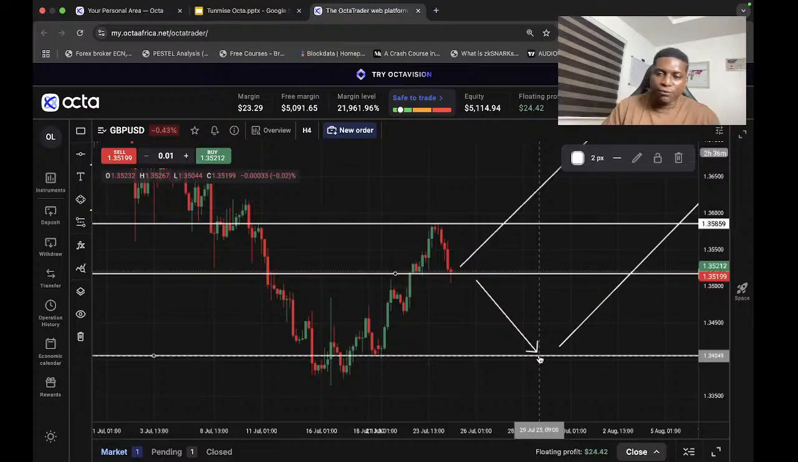1.34049. And then because price would most likely reverse at this level, because this level here is a demand zone, a critical demand zone. So price might fall to the demand zone and pick up much later. Okay, awesome.